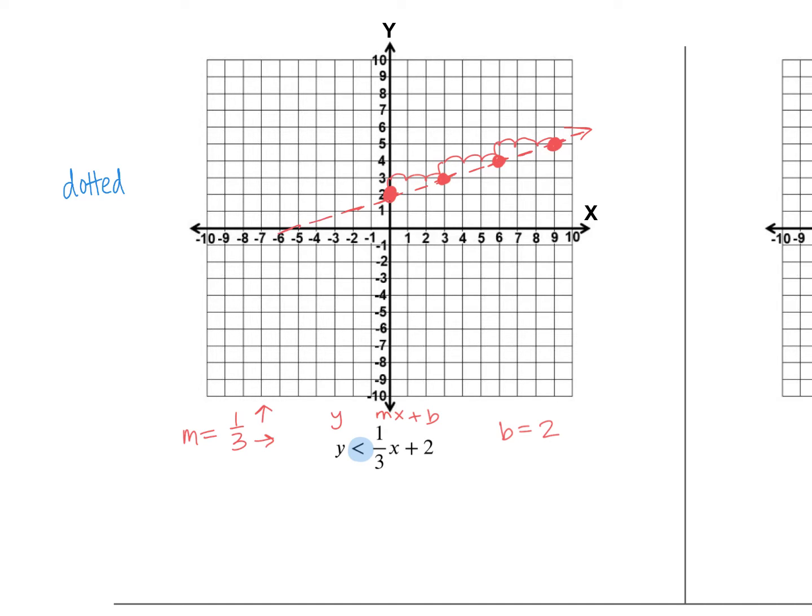I'm going to extend the line all the way through the graph. It's important that you put it all the way through the graph. So that's what our line is looking like. And now our last step here is we want to shade.